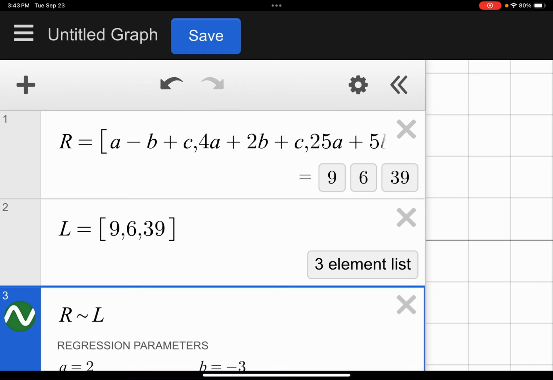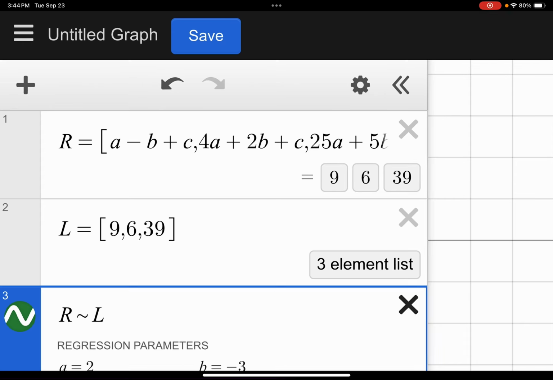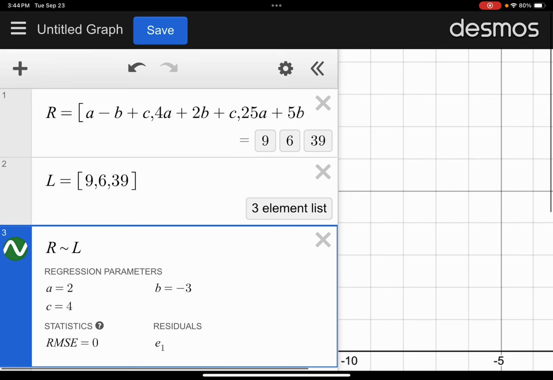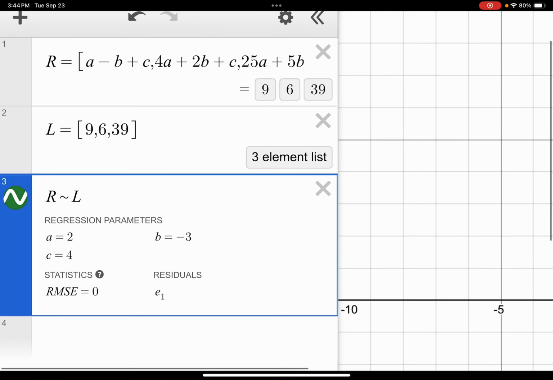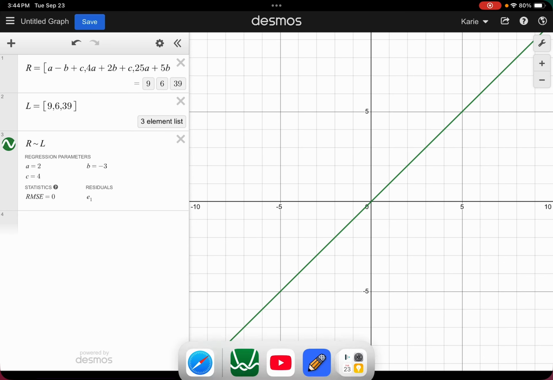Then I typed in the second equation, 4A plus 2B plus C, and then I put that was equal to 6 in the second bit there. And then you can't see the whole thing, but this is 25A plus 5B plus C, and that was equal to 39. And so I found the letters in the keyboard. Okay, so then once you have that, you can do a regression between the two of them. And so with that one, let's see.